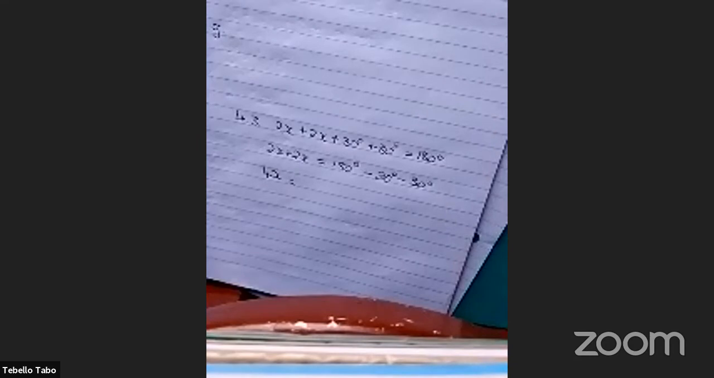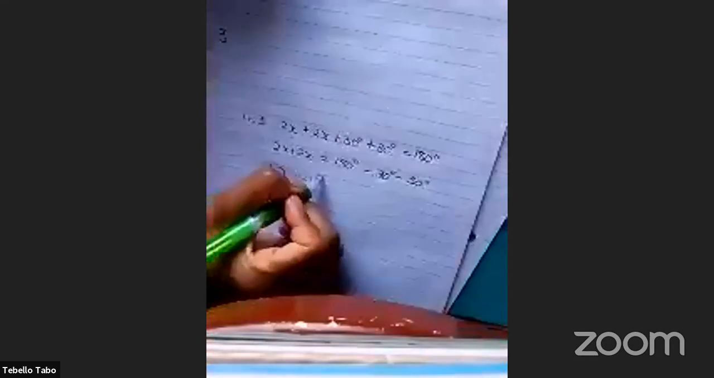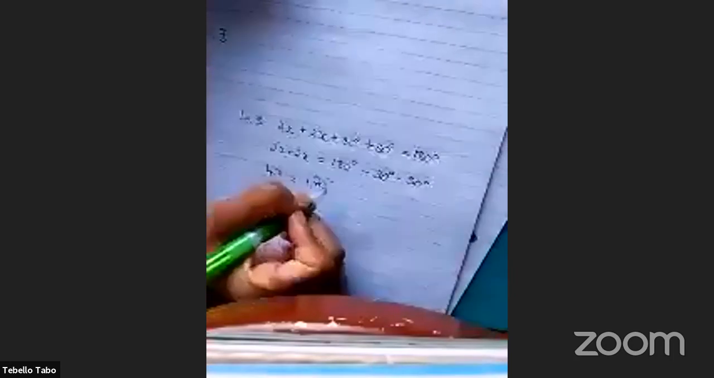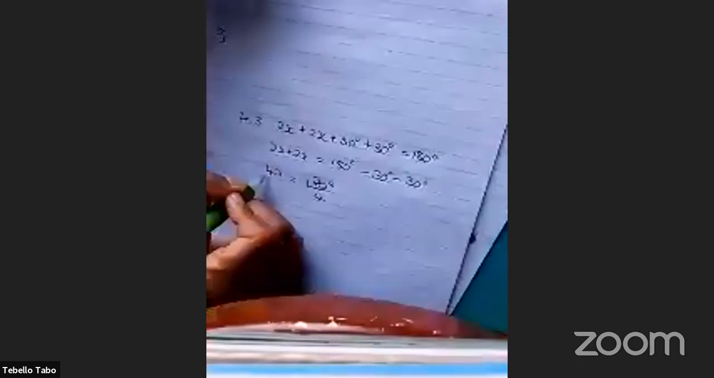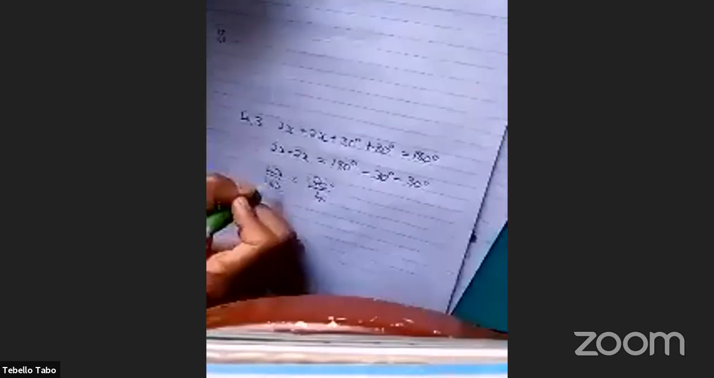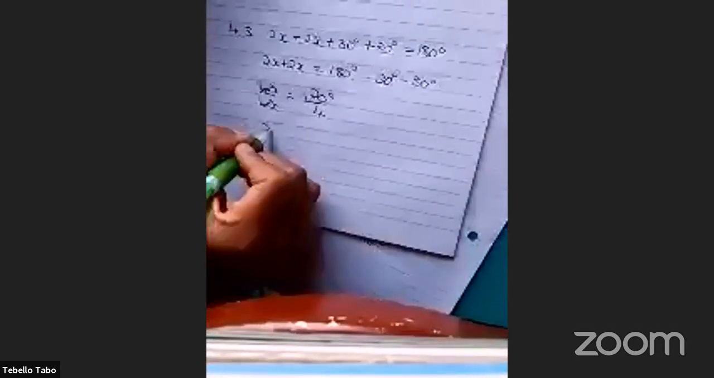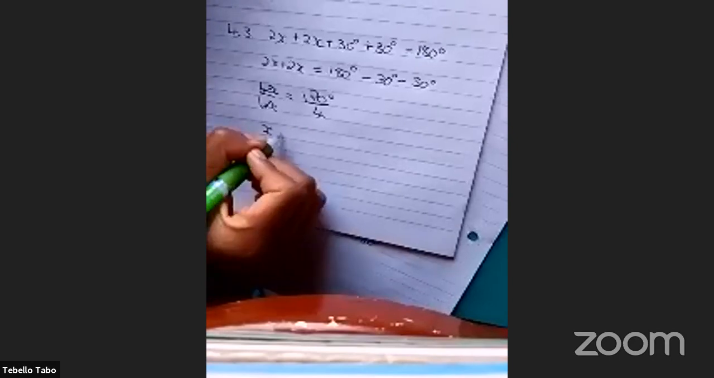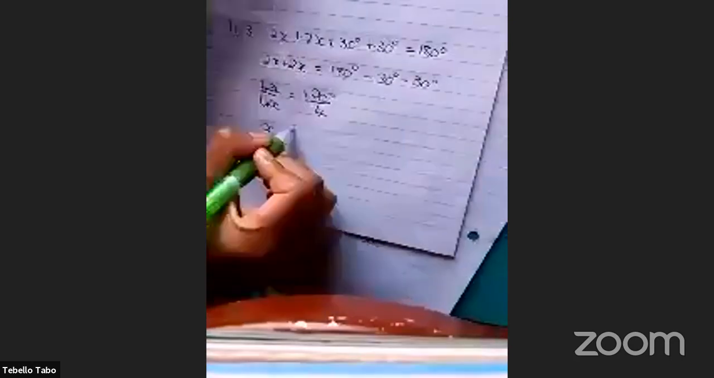So our answer here will be 120 degrees divided by 4x. And then our x will be 120 divided by 4 gives you what? It gives you 30 degrees. So our x is 30 degrees, but then we must find the value for PSN. And we have two angles.